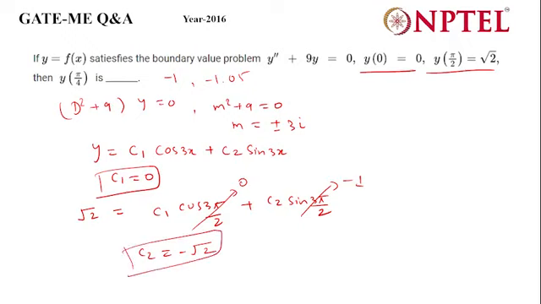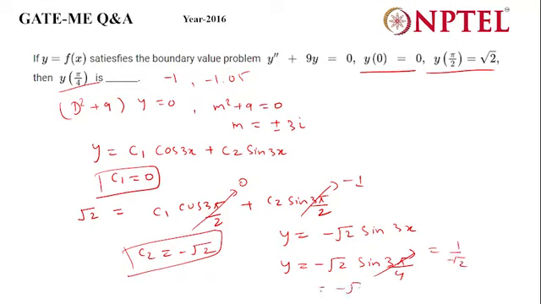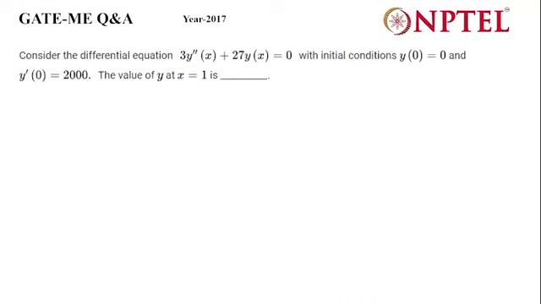Now we will put the values of C1 and C2. So your y will be minus root 2 sin 3x. Now what they are asking? They are asking value of y at x = pi by 4. You will put y = minus root 2 sin 3 pi by 4. Your sin 3 pi by 4 will be 1 by root 2. So it will be minus root 2 times 1 by root 2, minus 1. So answer will be minus 1. Okay. Solve this question.